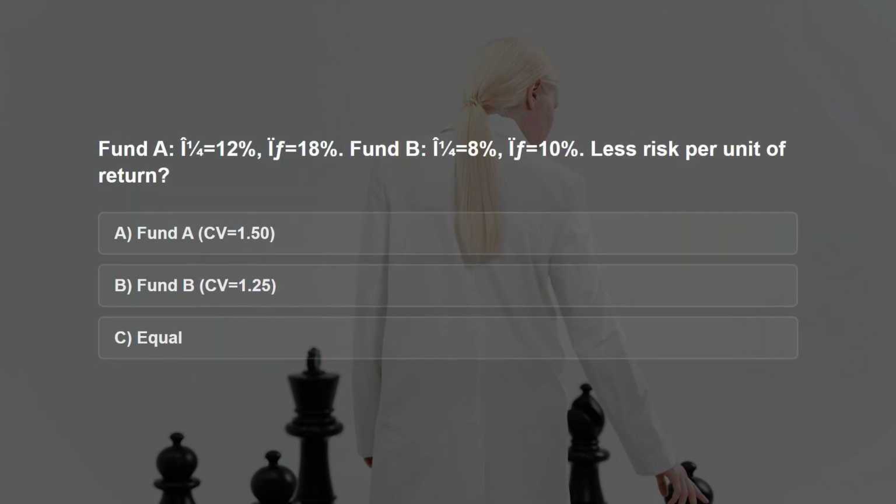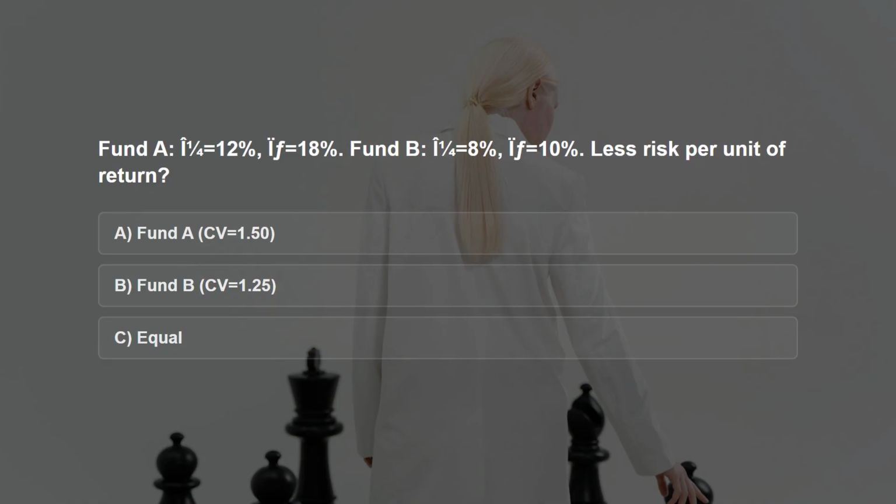Question 3. Fund A has a mean return of 12% and standard deviation of 18%. Fund B has a mean return of 8% and standard deviation of 10%. Based on the coefficient of variation, which fund has less risk per unit of return? A, Fund A; B, Fund B. See, they are equal. Calculate it.